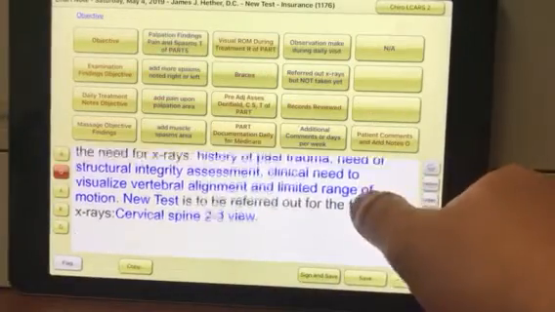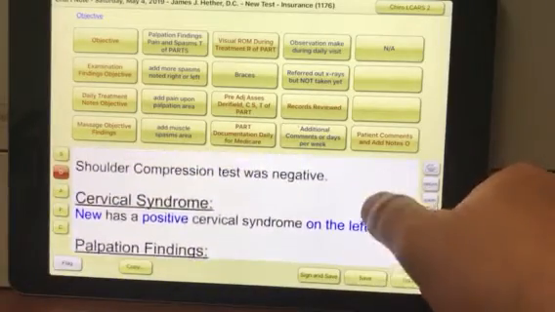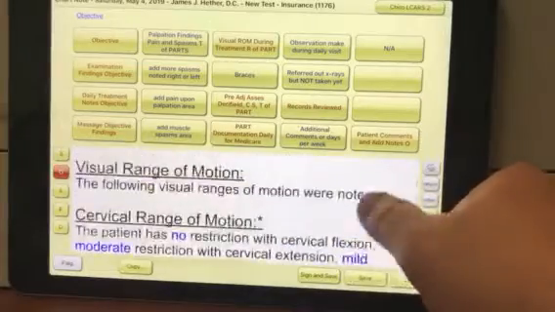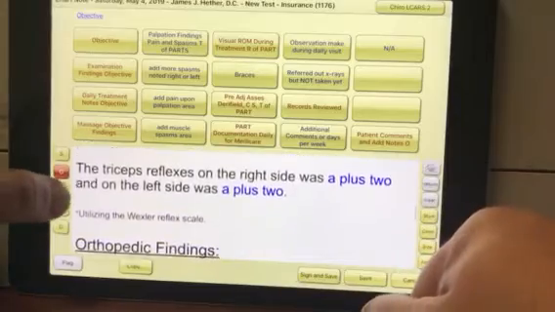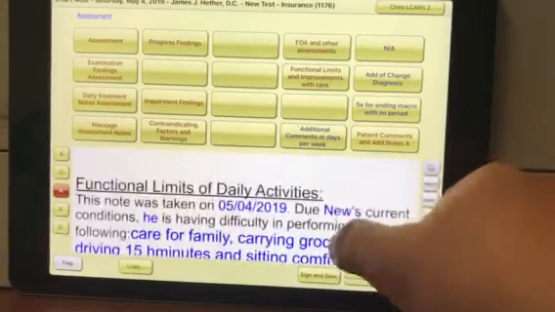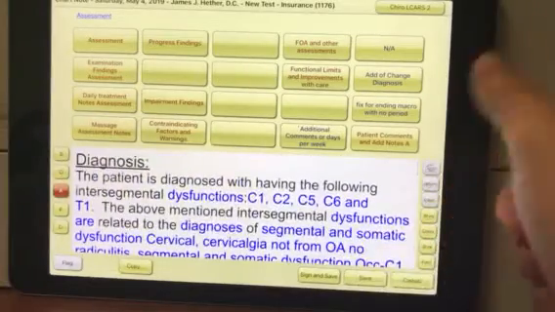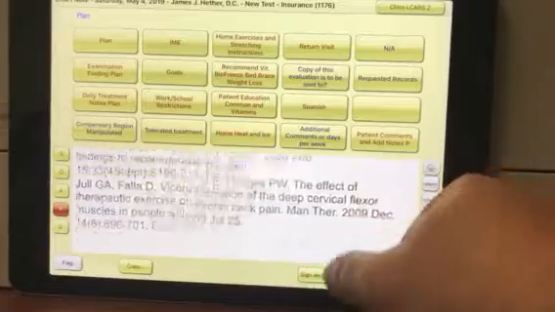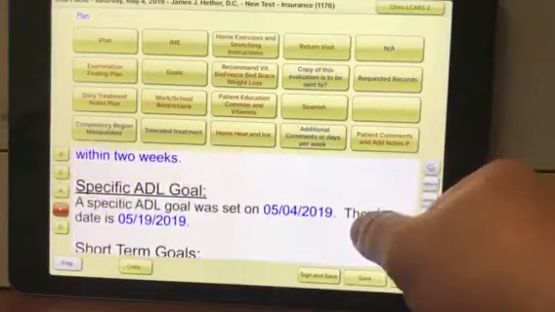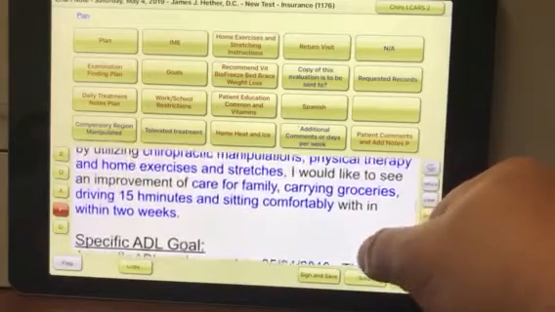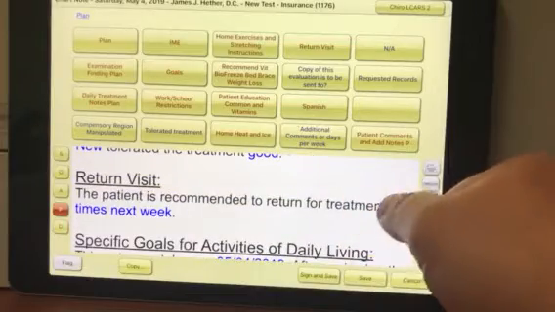When I go to the objective findings, get rid of the x-rays, keep the palpation findings, keep the cervical syndrome, and get rid of all the orthopedics, get rid of the vitals, get rid of the range of motion, because they're not needed for today's visit. For the assessment, get rid of the functional outcome assessments and keep everything else. They're the same. For the plan, get rid of the exercises, get rid of the recommendations, get rid of the goals, keep your specific ADL goals, get rid of the specific activities. Keep the return visits because you'll be changing that.